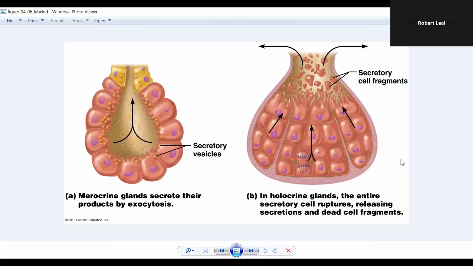Now, these exocrine glands, when they secrete what they make, they can do it one of two ways. You notice on the left, they can simply excrete what they make through the process called exocytosis, and the cell's still alive to repeat the process. So these type of glands that survive the process go under a category more specifically called merocrine glands. So these type, think of as an example, would be like salivary glands, sweat glands.